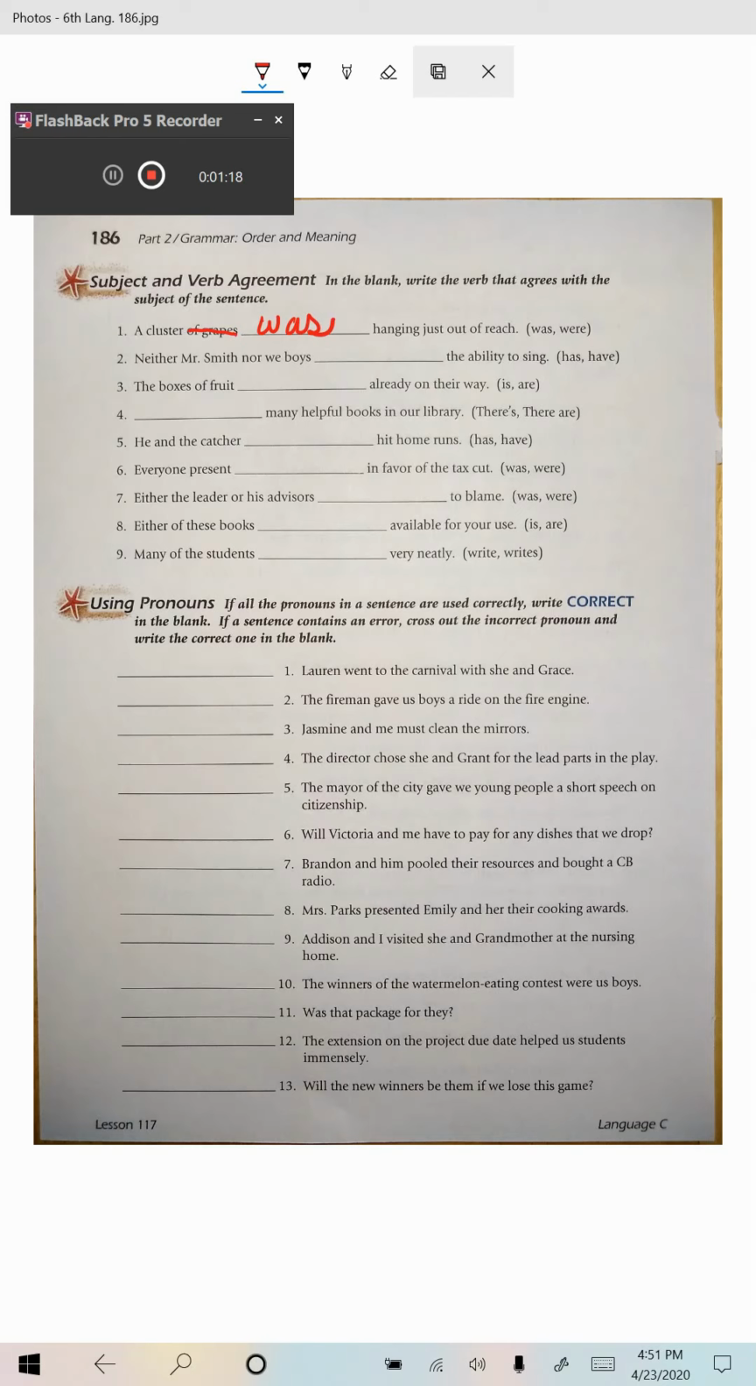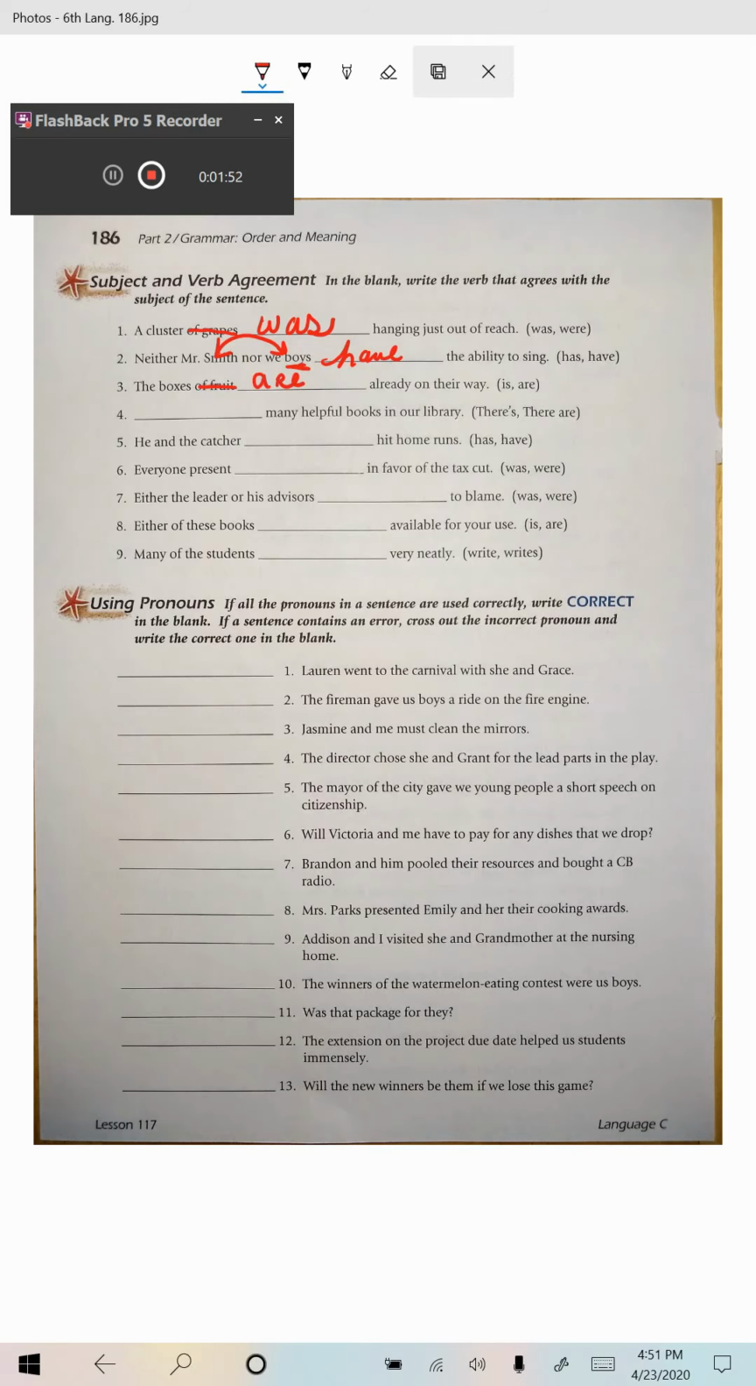Neither Mr. Smith nor the boys. So it's one or the other, right? It's not both of them. But the second one is plural, so we need the plural verb. Neither Mr. Smith nor the boys have. Okay? The boxes of fruit, once again, get rid of fruit. But boxes is plural. Therefore, your verb has to be plural. And remember, in plural, the verb that doesn't end with the S is plural.